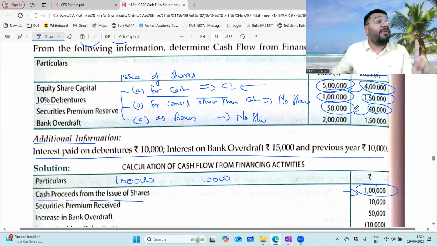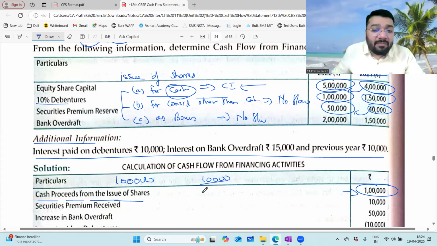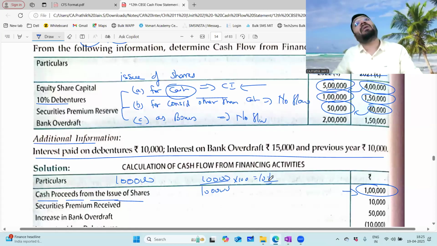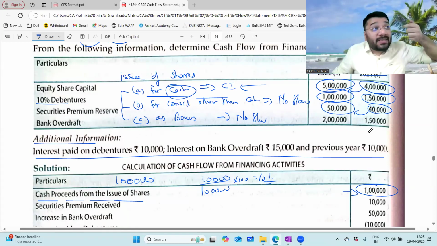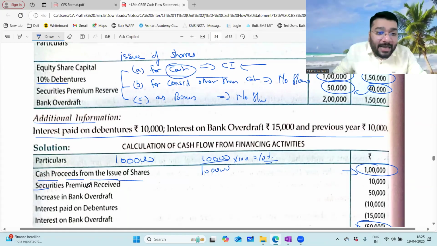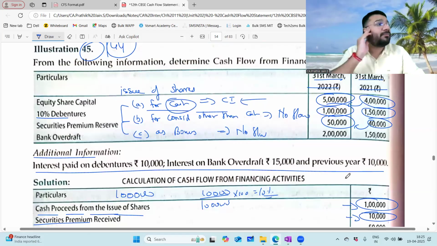And what is the supporting evidence? The supporting evidence is that we have issued the shares for cash. So chances are that the premium is increased because the shares are issued at a premium of 10%. Because 10,000 divided by 1 lakh into 100 is how much? 10%. So here again premium is received in cash. So cash inflow. So securities premium received how much? Cash inflow. Positive 10,000. Any problem?